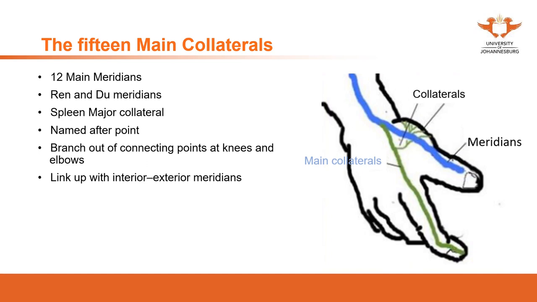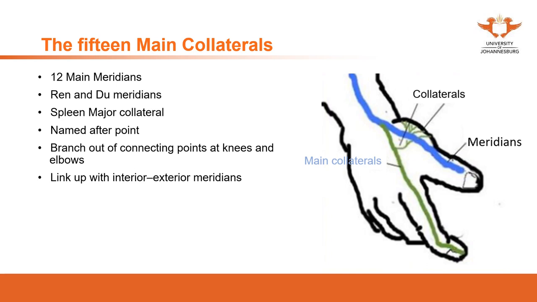What does collaterals mean? Collaterals are the branches of the main meridian. So it's very similar to the first picture I showed you in this video, the tree. The main branch is the meridian, and a smaller branch is the collateral.